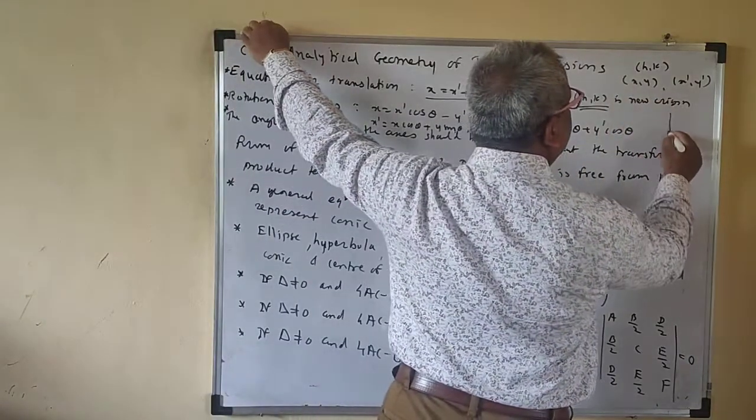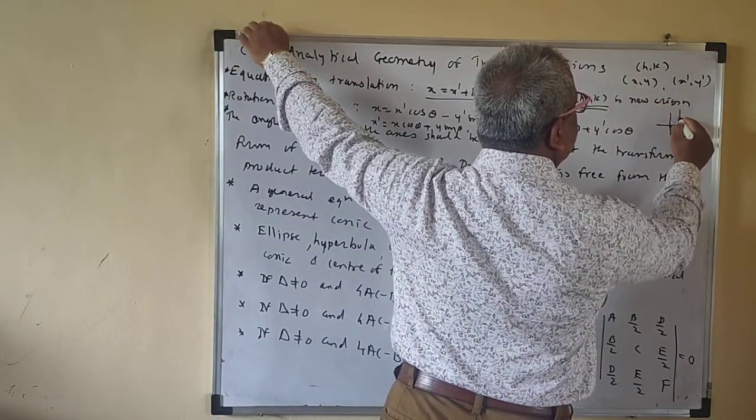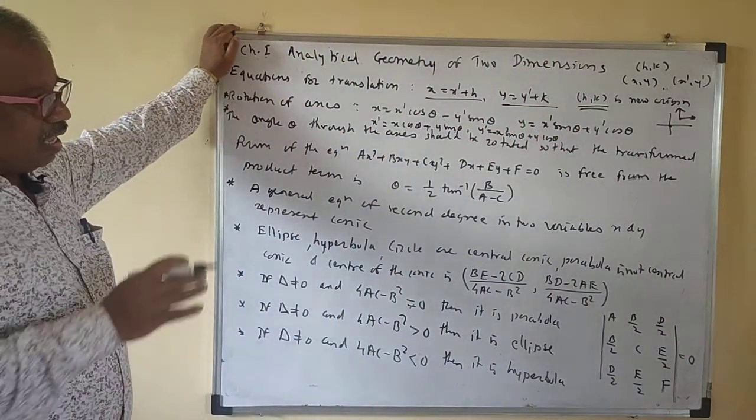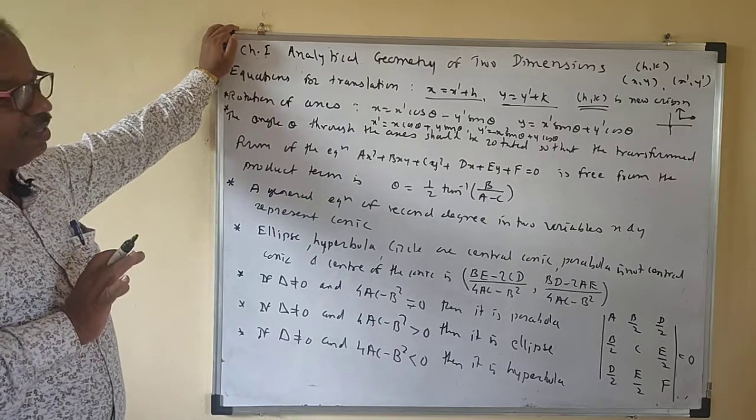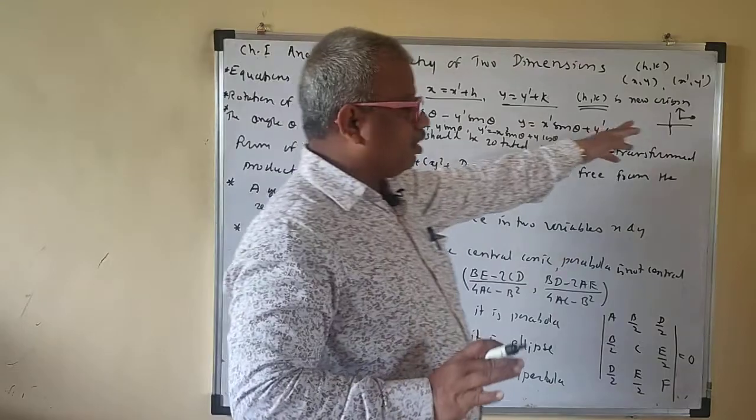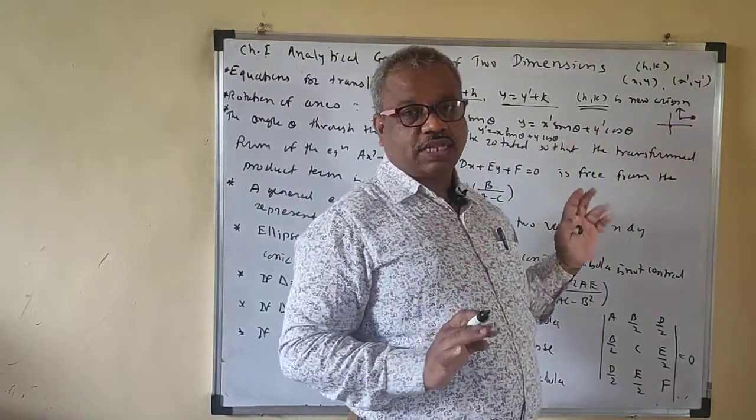Here, what happened? This is your origin. This origin is shifted here, and the direction of the axes remains the same. The origin is shifted in such a way that the direction of the axes remains the same.